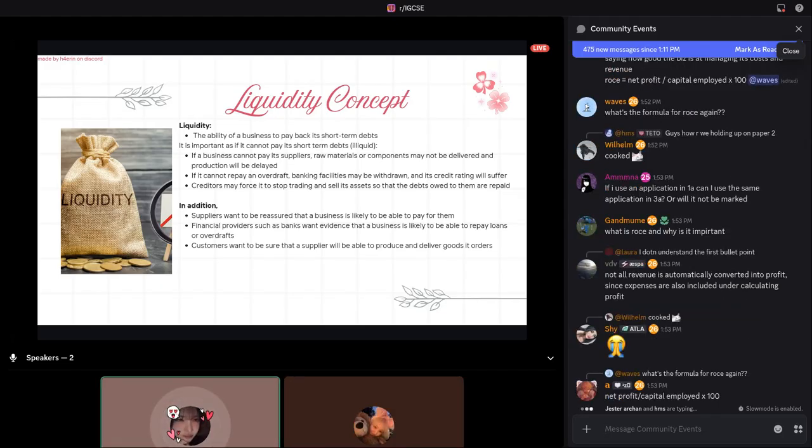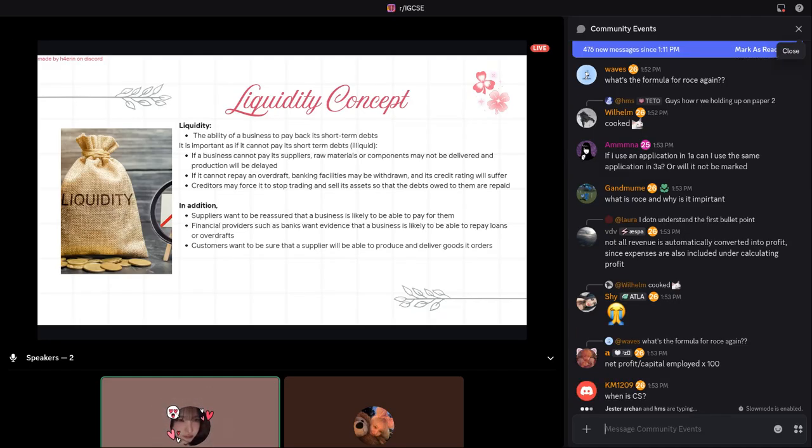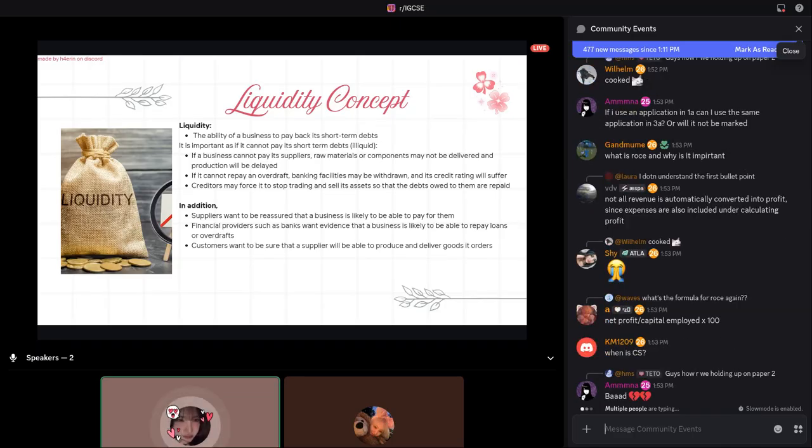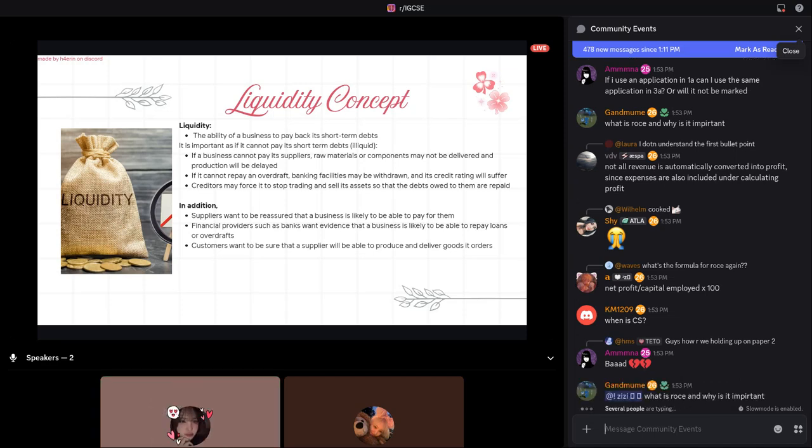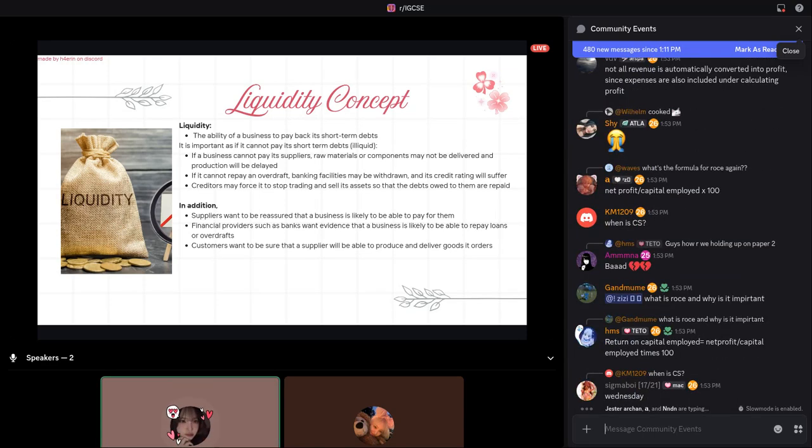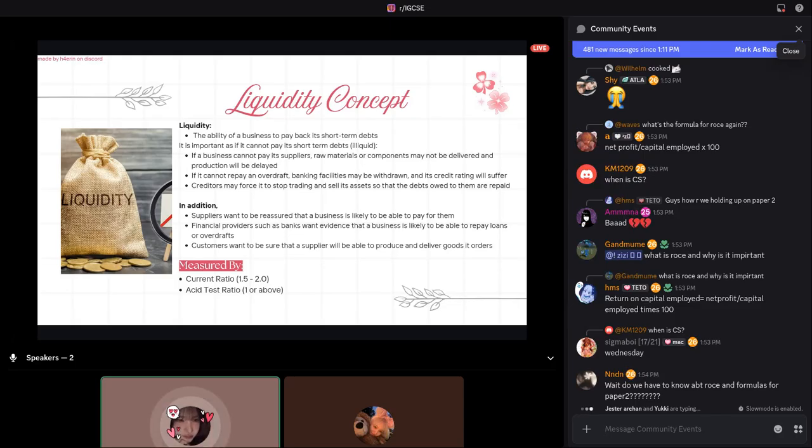In addition, suppliers want to be reassured that a business is likely to be able to pay them. Financial providers, such as banks, want evidence that a business is likely to be able to repay the loans or overdrafts, and customers want to be sure that a supplier will be able to produce and deliver goods it orders. And the ways to measure it are the current ratio, which is from 1.5 to 2, which is good, and the acid test ratio, 1 or above.